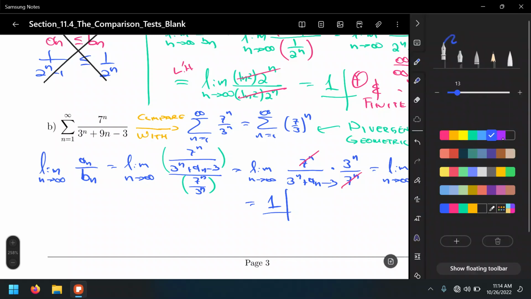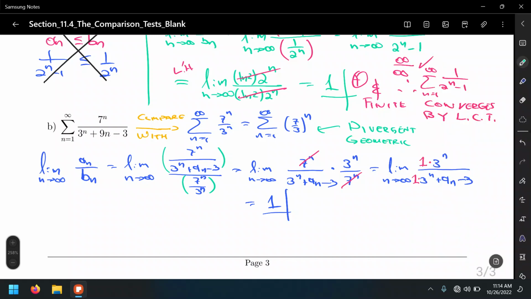So in this case, positive, finite. This means the series diverges, right?